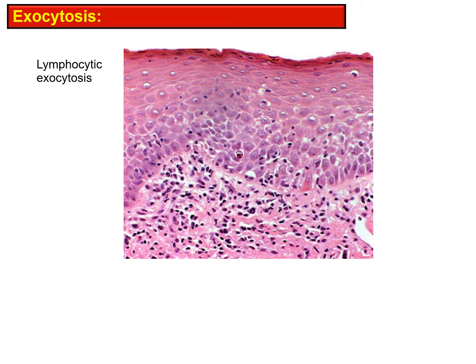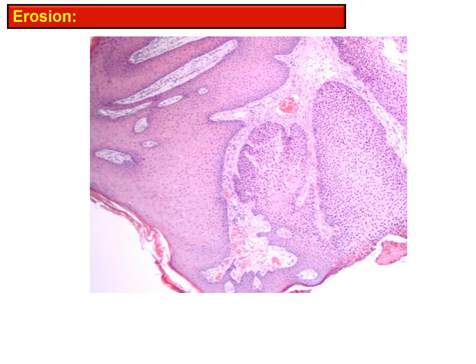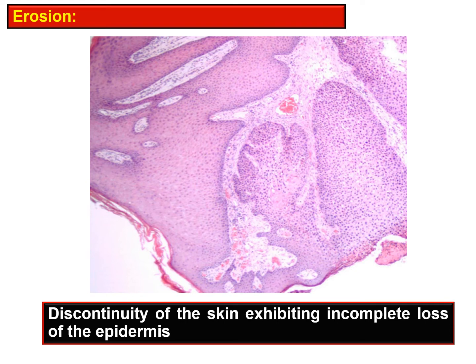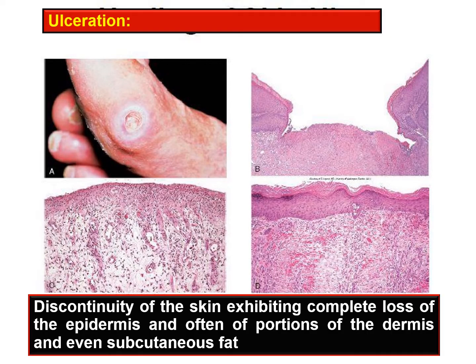Exocytosis, especially lymphocytic exocytosis, is infiltration of the epidermis by inflammatory or circulating blood cells, while erosion describes the discontinuity of the skin exhibiting incomplete loss of the epidermis, and ulceration describes the discontinuity of the skin that exhibits complete loss of the epidermis and often of a portion of the dermis and even subcutaneous fat.